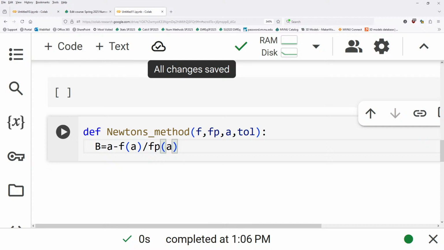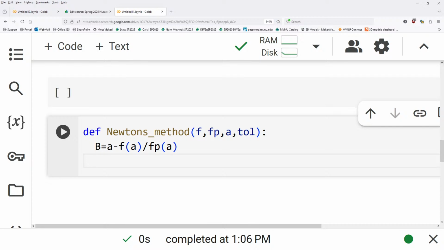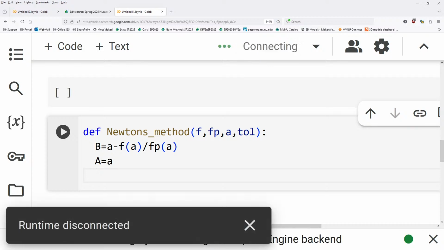So there's that line, and then just because it'll be better, because I don't want to mess with the little a, I'm going to say a is equal to little a. You'll see why in just a minute. Okay, so there's my function. And now I'm going to repeat what I just did over and over again until I'm close enough.